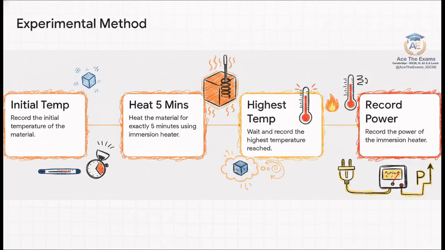Now pay close attention to step 3, because this is where the clever scientific methodology comes in. We turn off the heater, but we wait until the temperature completely stops rising before we record the highest temperature. Why do we do that? Well, because thermal energy is actually still transferring from the hot heater core into the block even after the power is cut. If you don't wait, your data is going to be skewed.